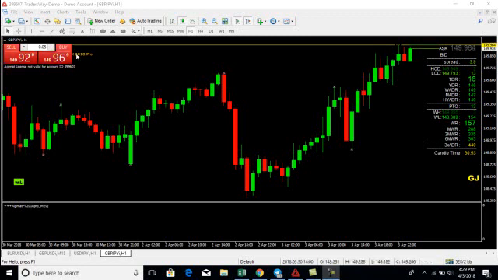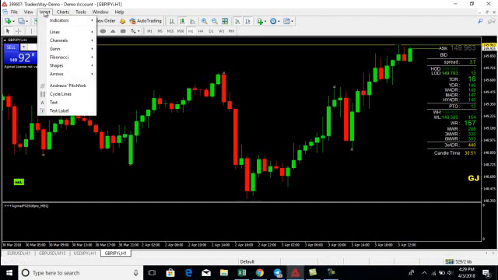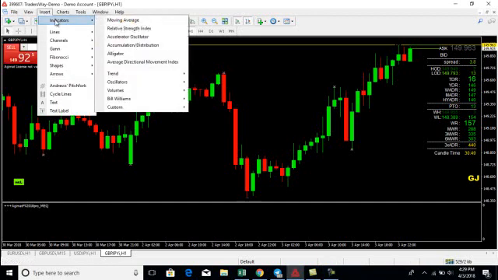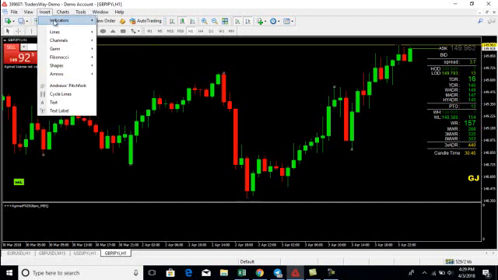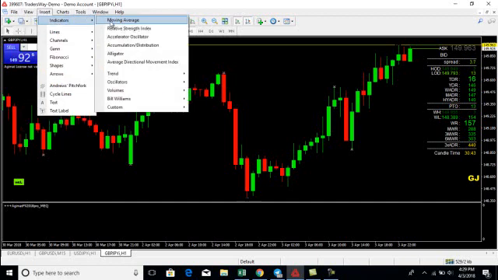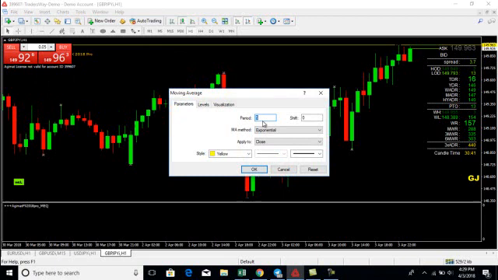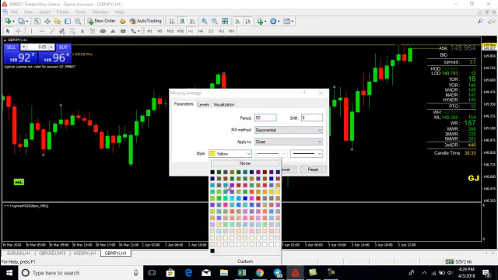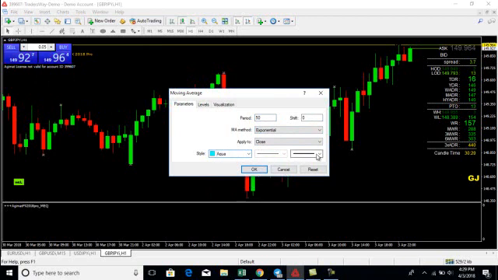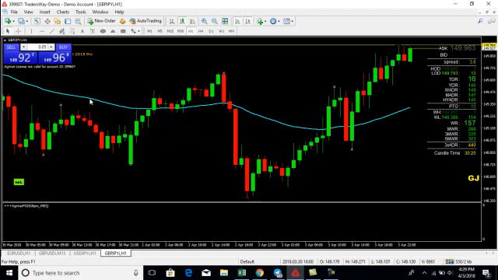The first thing we want to do, guys, is put in your moving 50. Simply as a moving average, you go to insert, indicators, moving average, and we're going to make this 50. Leave it at exponential, shift to 0, and apply to close, and we're going to make it this aqua blue color right here. Go ahead and click this button here to give us a little thickness, and when you do that, it'll show up right there.